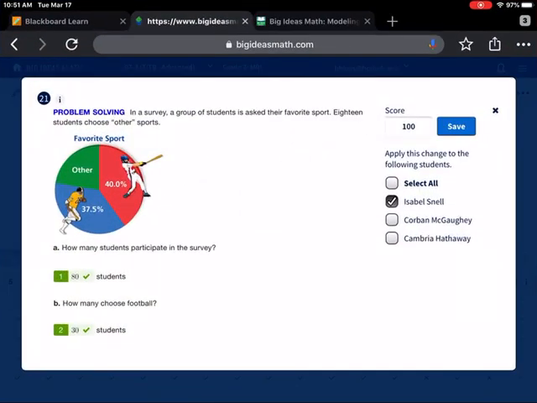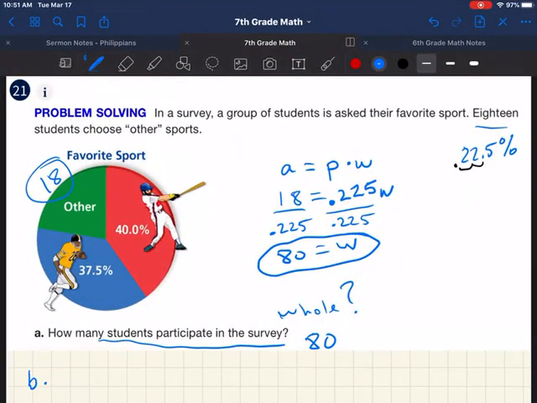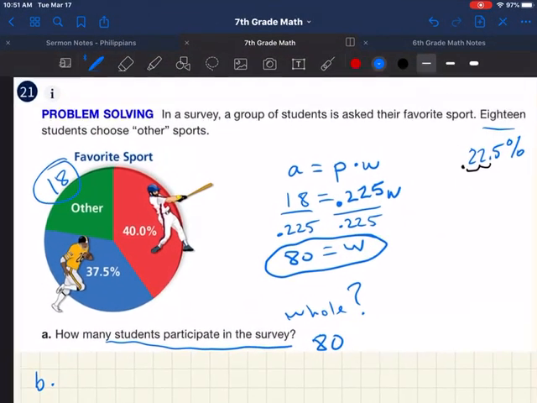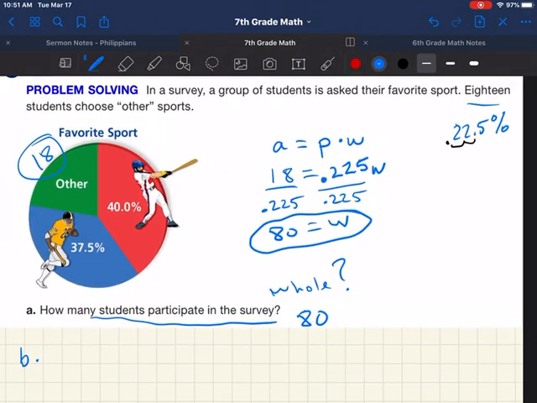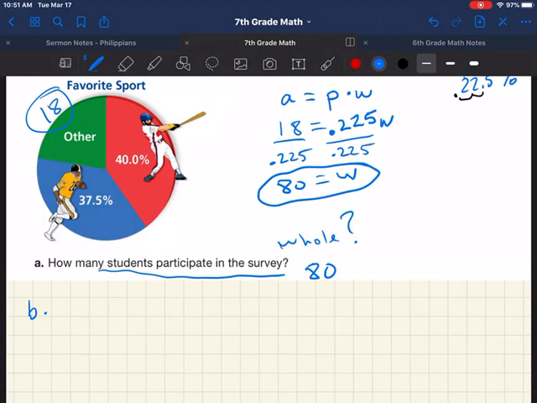All right, and B, let me just double check. I believe B was how many chose football. Well, you saw the answer, so there's the spoiler. So how many were in football? Let's see here. So we're going to start from the same formula. So the question is how many football. Okay, so we're going to start with the same formula. A equals the percent as a decimal times the whole.